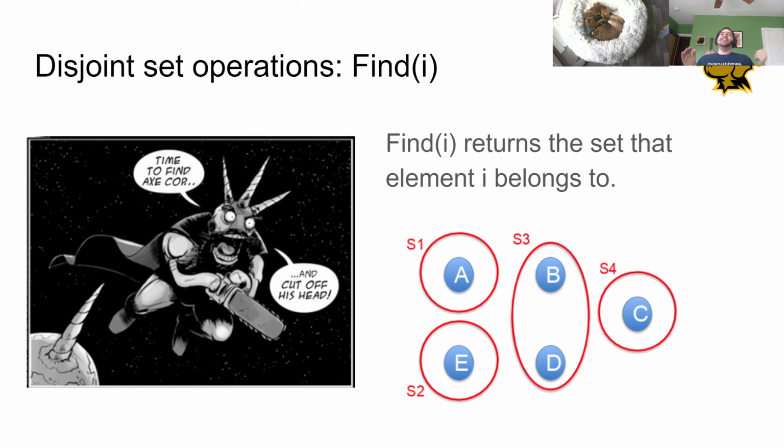Anyway, so we have all of these different elements, A, B, C, D, E. They're all independent. And so we have teams S1 through S4, right? S3 has 2 members on its team. Excellent. This find operation is given an item, tell me what set it's in. So I could say find E, and that would return set 2, team 2. Nice. And if I said find D, it would return set 3. Right? Pretty straightforward, hopefully.